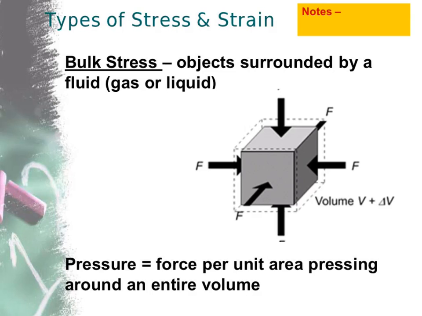Okay, so we've talked about tensile stress, compressive stress, and shear stress, and now the fourth and final type I want to talk to you about is what is called bulk stress. So when you have an object that's surrounded by a fluid, in other words a gas or a liquid, that gas or liquid is going to press on every side of the material.